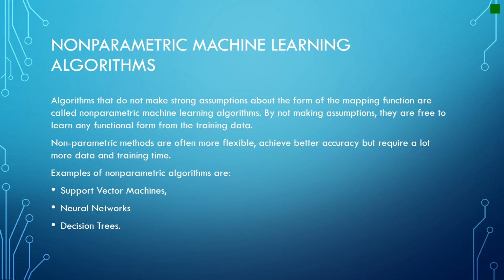Algorithms that do not make strong assumptions about the form of the mapping function are called non-parametric machine learning algorithms. By not making assumptions, they are free to learn any functional form from the training data. Non-parametric methods are often more flexible, achieve better accuracy, but they also require a lot more data and training time. Examples of non-parametric algorithms are support vector machines, neural networks, and decision trees.